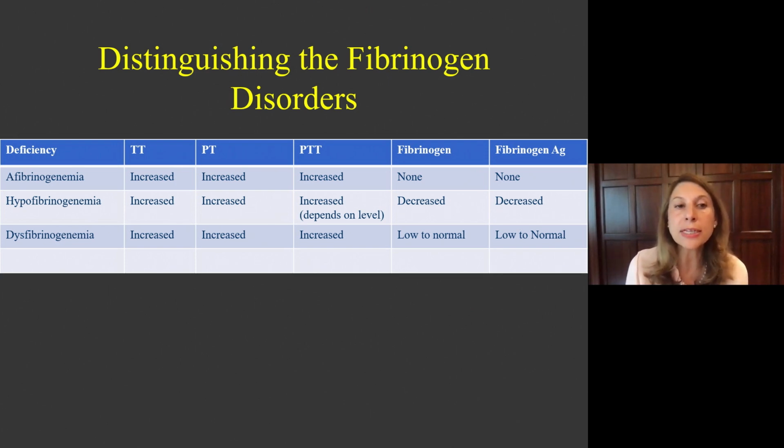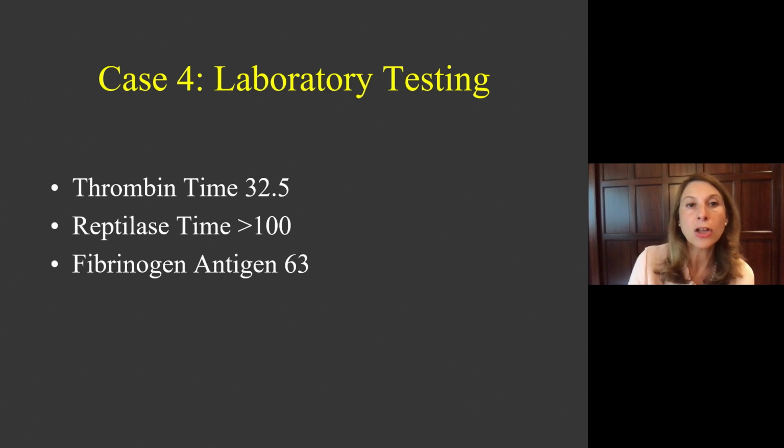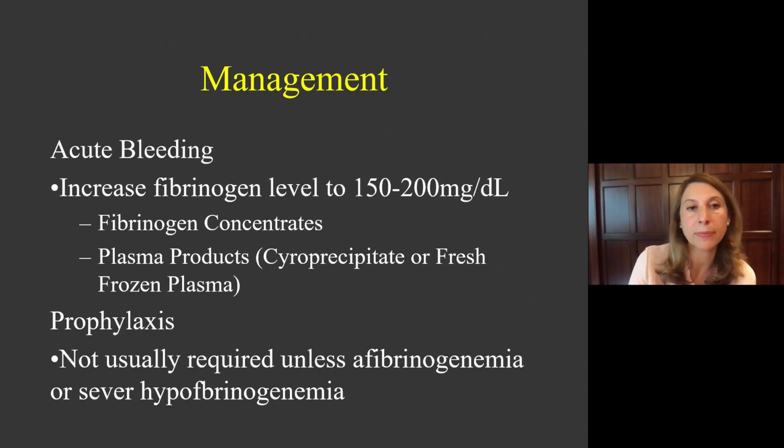And you can use these tests to try to determine if someone has afibrinogenemia, hypofibrinogenemia, or dysfibrinogenemia. Basically, that can be very helpful because we treat these in different ways. In this case, the patient had a prolonged thrombin time at 32.5, a prolonged reptilase time at 100, and a fibrinogen antigen, which was also low at 63.